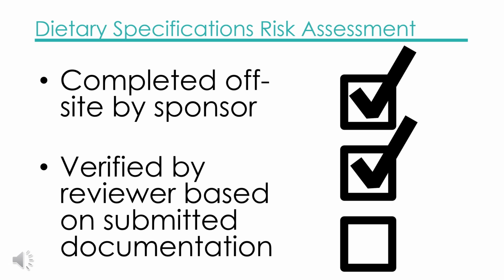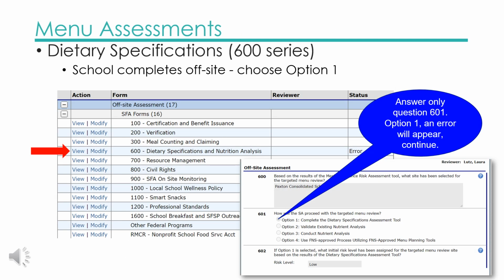After you complete that tool prior to our visit, the reviewer will also complete that tool based on our visual observation. This is to ensure the off-site answers match what is truly going on in your operation. The results of the dietary specification tool will determine if a nutrient analysis is required. Let's take another look at the CNP portal and where you will find the dietary specifications in the review form section of the Compliance tab. The red arrow shows you the 600 series, dietary specifications, and nutrition analysis in the off-site assessment.